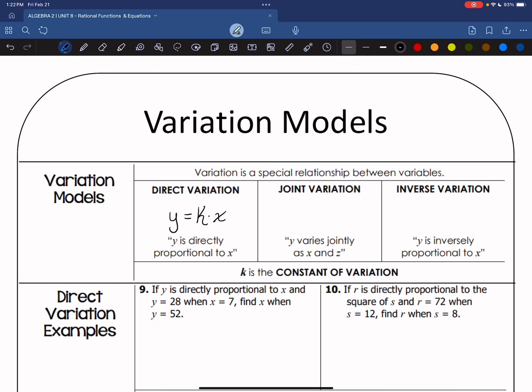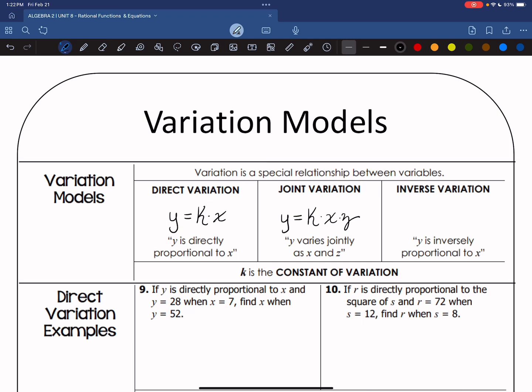Now, joint variation is going to look like Y equals K times X times some other variable Z. And we read this as Y varies jointly as X and Z. So there's more than just the two typical variables of X and Y. We have yet another one in this joint variation. So the output of Y is going to depend on two different things.